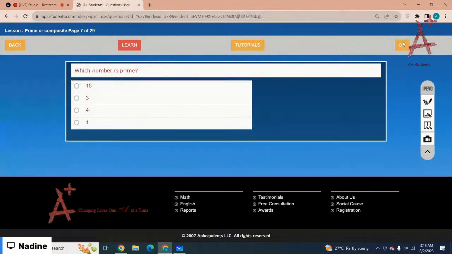Which number is prime? 15, 3, 4, and 1. Which is the correct option? Yes, the correct option is 3. 3 is the only prime number.